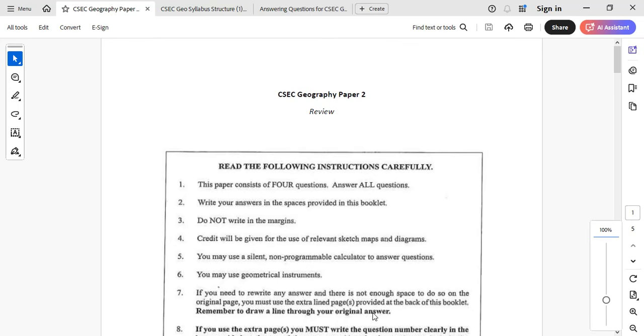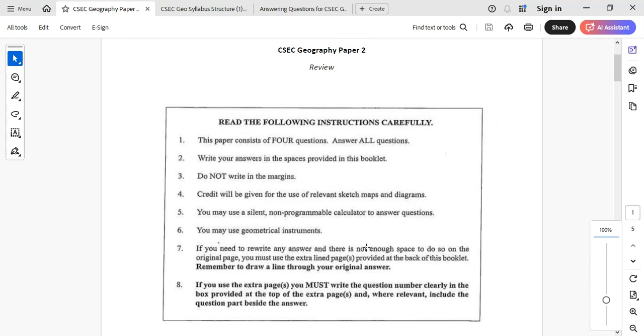Just be mindful that you should be going into the exam already knowing the instructions associated with the paper. There are going to be 4 questions. You have to answer all of the questions. You have to write all of your answers in the spaces provided. There are going to be margins. You are not to write on those margins. As best as possible, you have to write within the space that is provided for you.